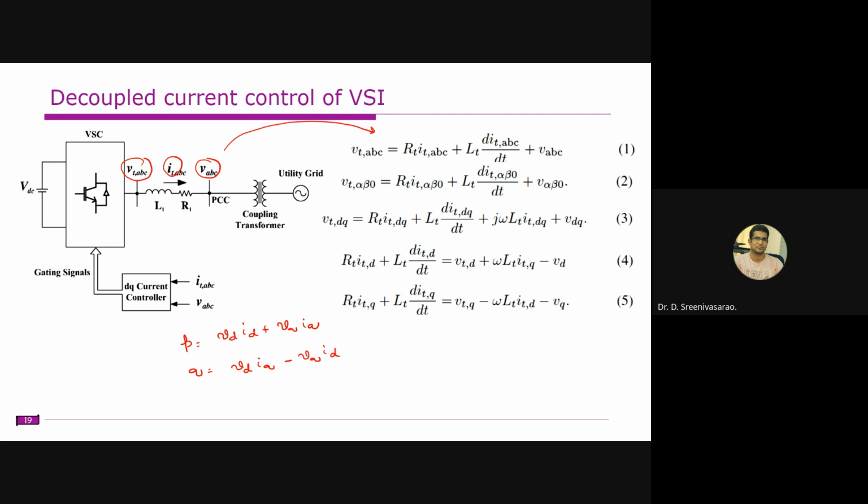You know that, right? In the DQ reference frame, everything is synchronized. In this case, the VQ value will be equal to 0. So that means P is equal to VD into ID and Q is equal to VD into IQ.